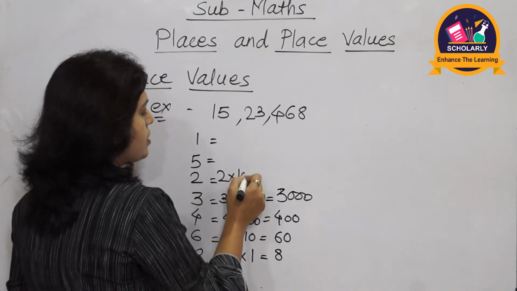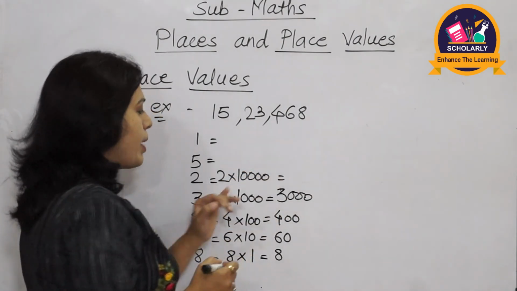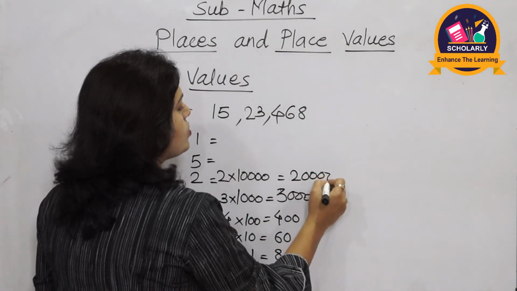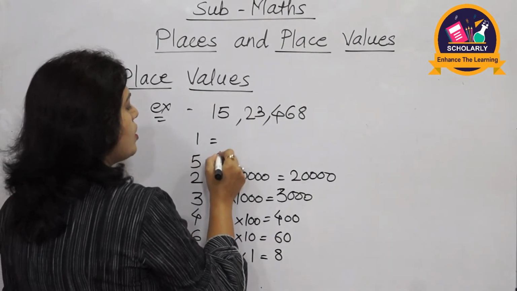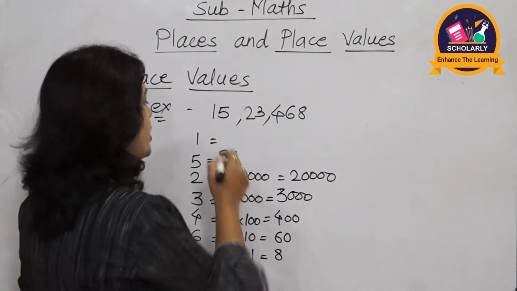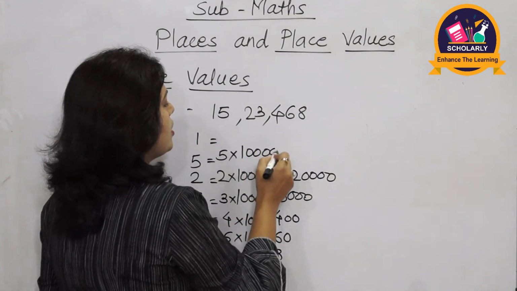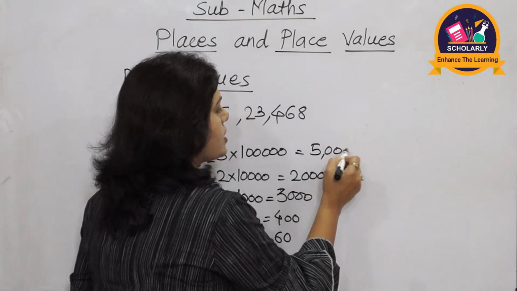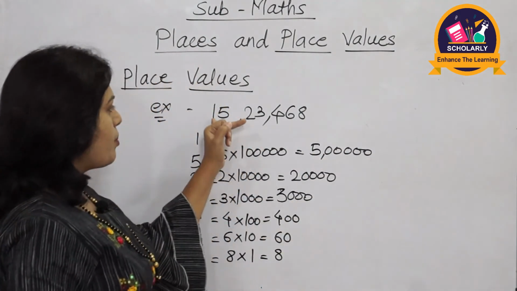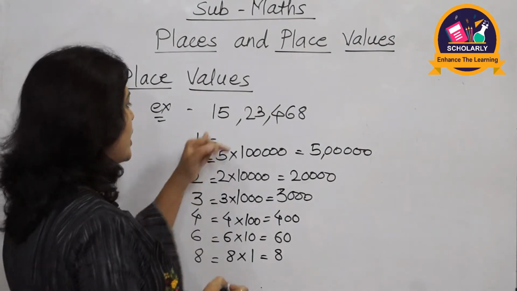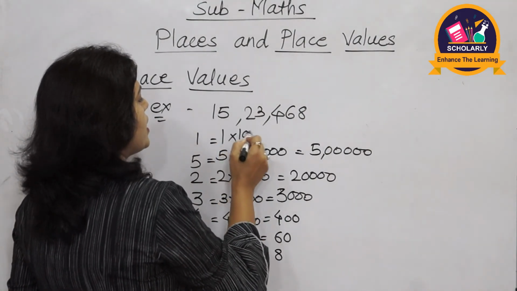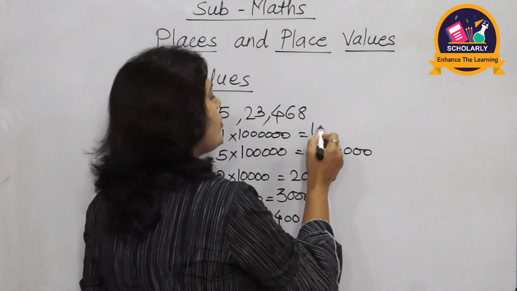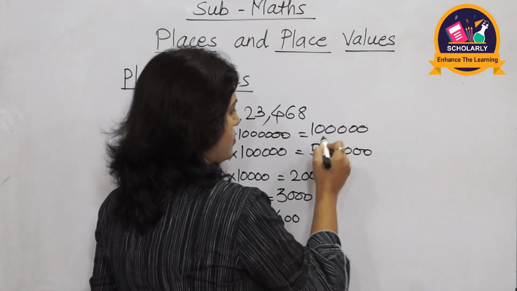After 3 comes 2. 2 is at 10,000 place. By multiplying this 2 by 10,000, we will get 20,000. Then comes 5. 5 is at 1 lakh place. So multiply this 5 by 1 lakh. And what will you get? 5 into 1 lakh, that is 5 lakhs. And coming to the first digit of this number, that is 1. 1 is at 10 lakhs place. So multiply this 1 by 10 lakh, we will get 10 lakhs.